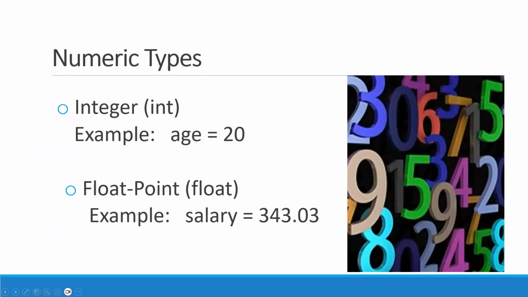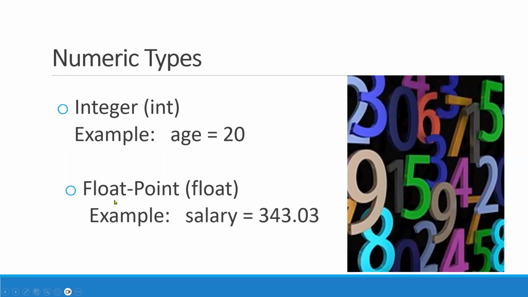Let's talk about integer first. Integer, or int, represents whole numbers, positive or negative, without decimal points. There is really no limit as to how long an integer value can be. The only constraint to the limit is based on the amount of memory your computer has. Here I have an example of 20, an integer number assigned to the variable age.